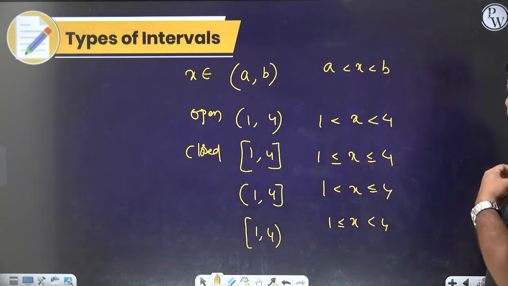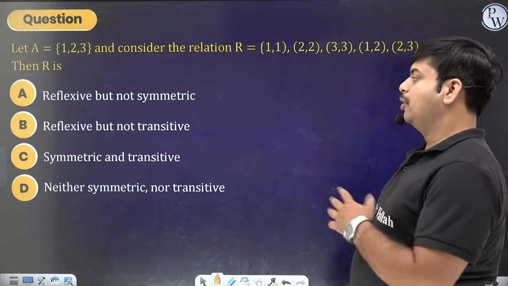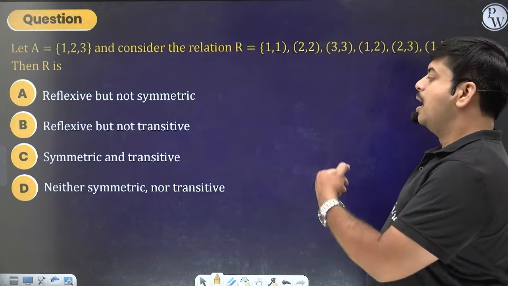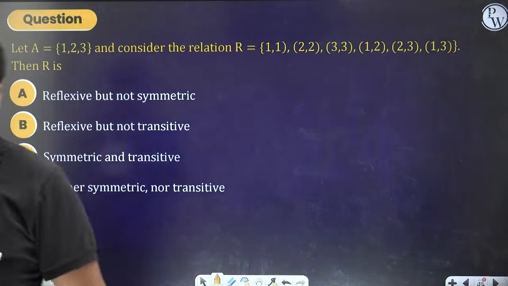Okay, let's move forward, students. So we have a question here. Let A be equal to {1, 2, 3} and consider the relation R equal to {(1,1), (2,2), (3,3), (1,2), (2,3), (1,3)}. Then R is: reflexive but not symmetric, reflexive but not transitive, symmetric and transitive, or neither symmetric nor transitive. Please take your time to tell me what will be the answer for this.